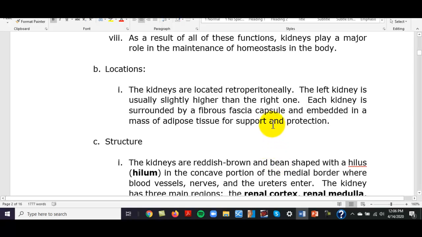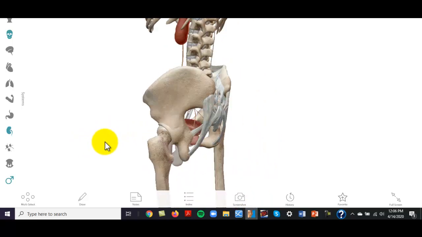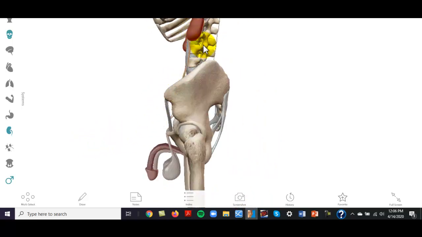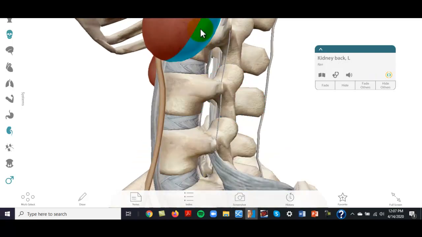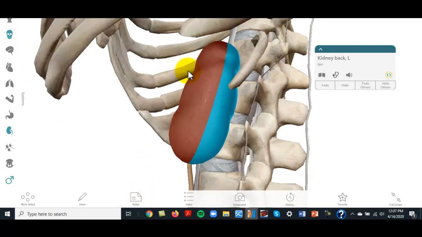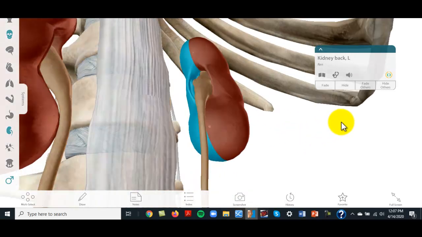The kidneys are located retroperitoneal. What that means is they're back against the back wall. I'm going to go to our computer model, and I could go through a lot of clicking and take away all the layers, but you can see how they're sitting here, and then here's one of the false ribs. Yeah, they're sitting against the back wall.